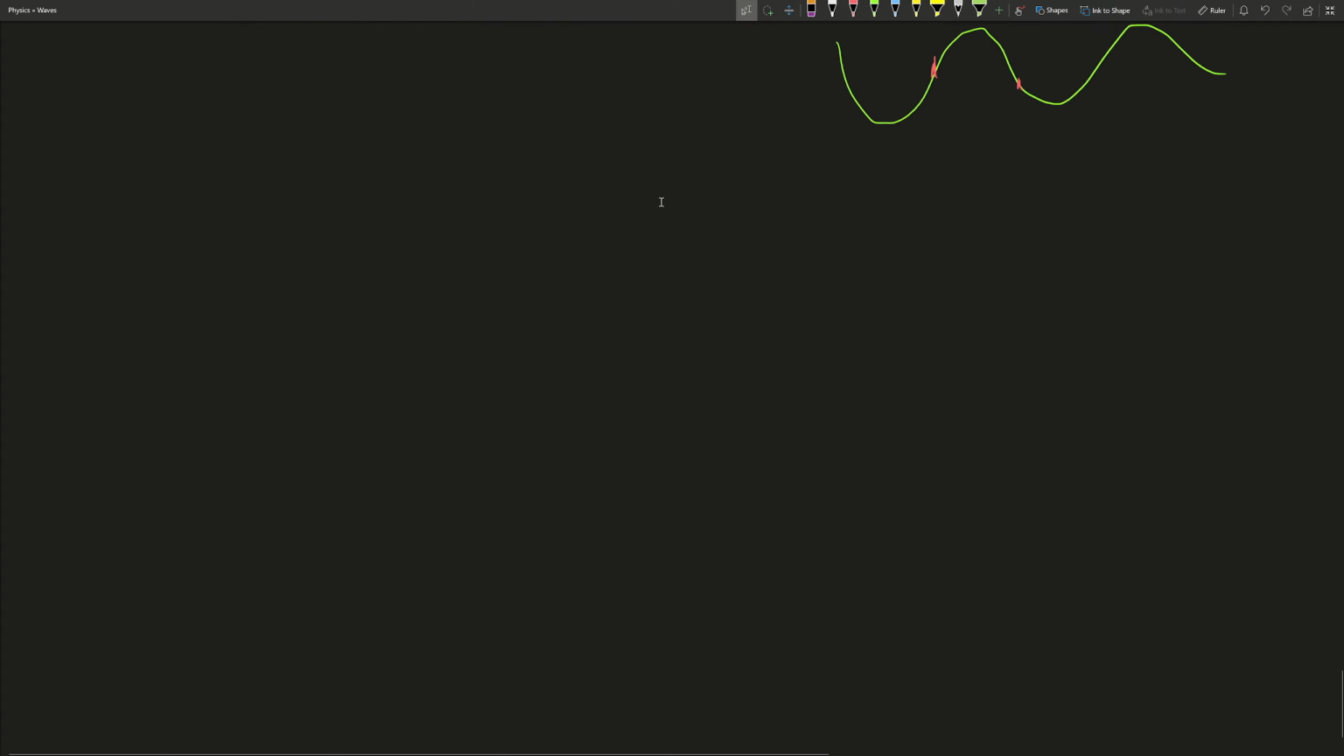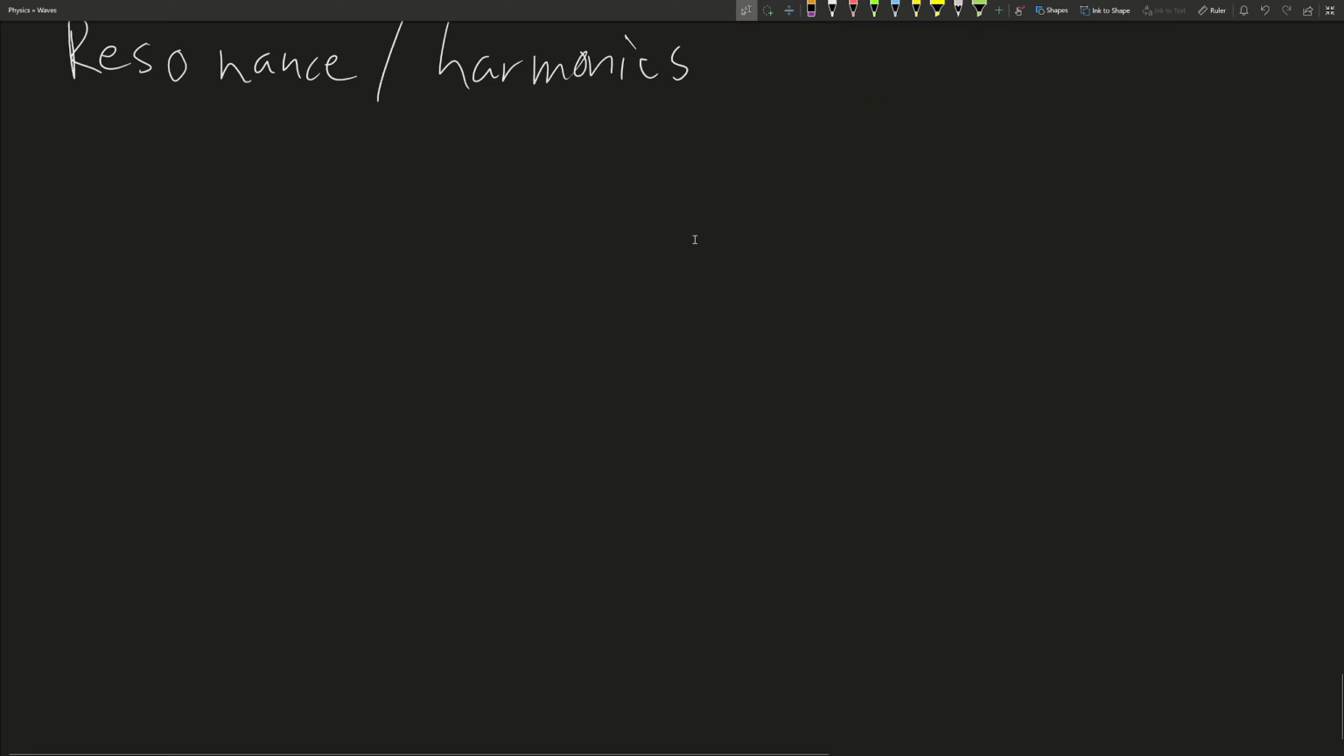Okay, now let's introduce resonance and harmonics. This again has a really strong relation to musical instruments. So, resonance and harmonics. Let's say you have a guitar string or a violin string or a cello string or something. It doesn't really matter. The string is fixed at both ends, and then you pluck it.